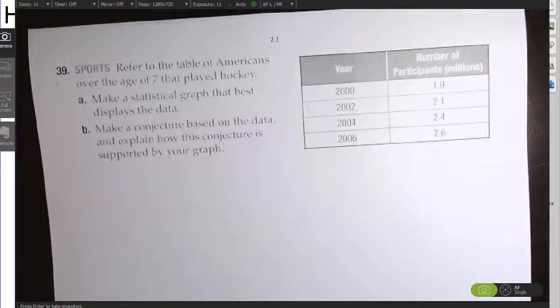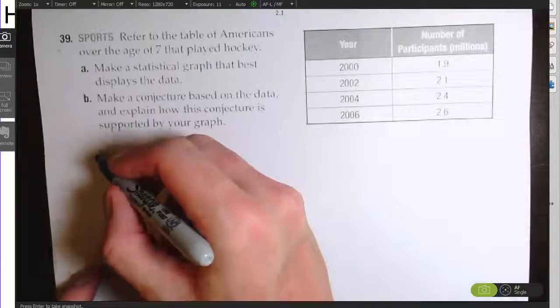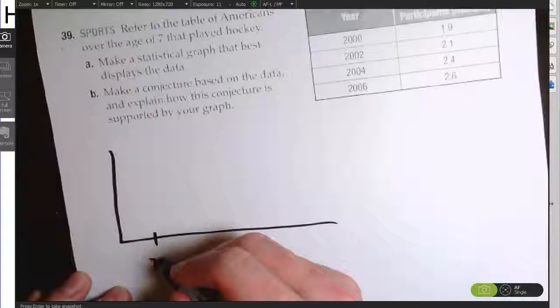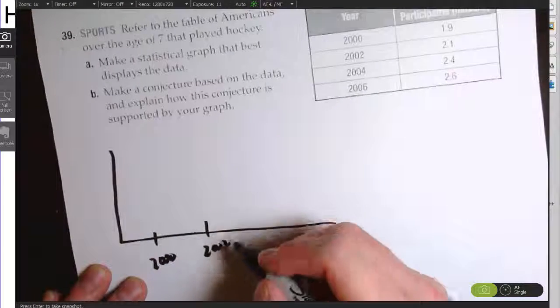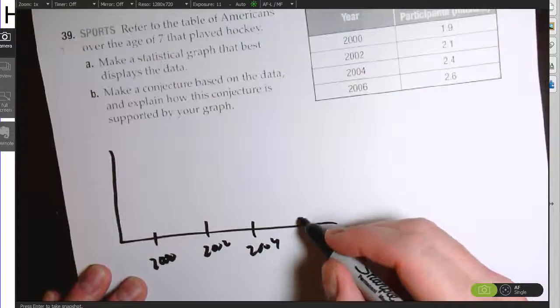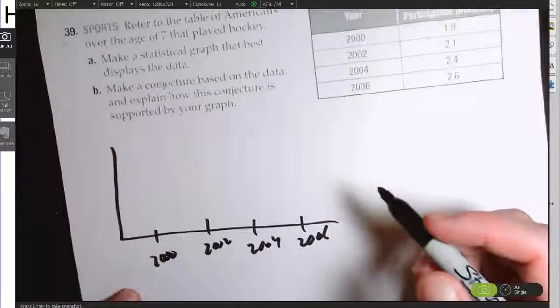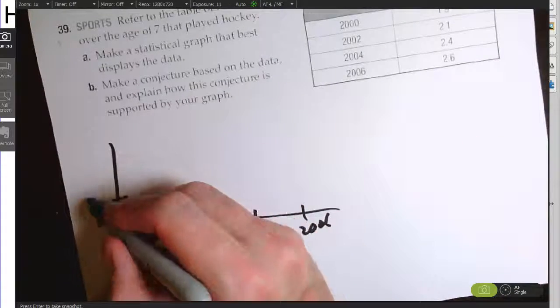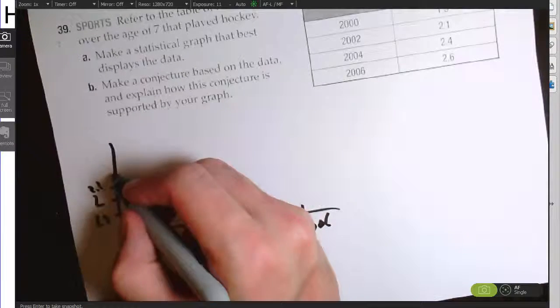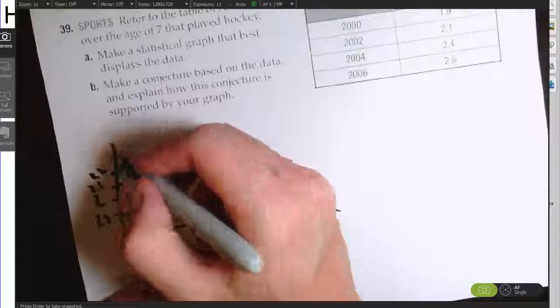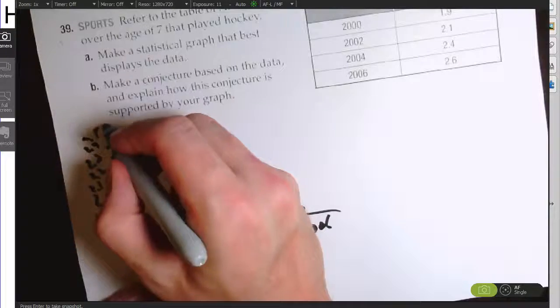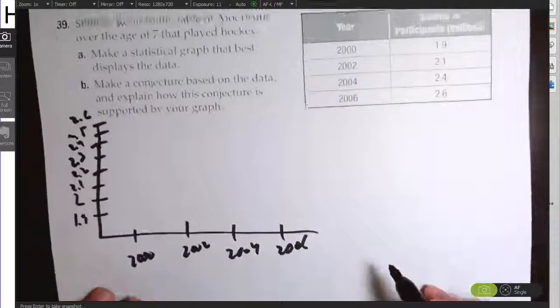Okay, and the last one to take a look at is just some statistical stuff that we did in class. So we've got here students playing hockey over the age of 7. So we've got the year 2000, 2002, 2004, 2006. And we had 1.9 million in 2000, so I'll do 1.9, 2.1, 2.2, 2.3, 2.4, 2.5, 2.6. Okay, this is definitely not a very good scale.